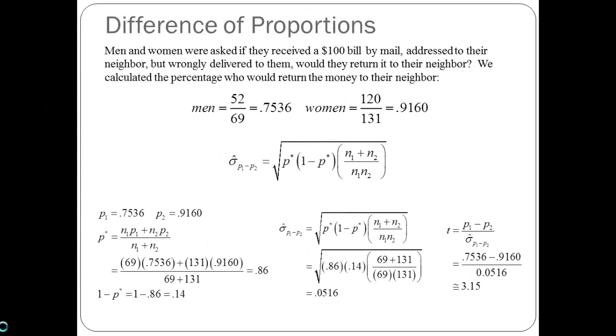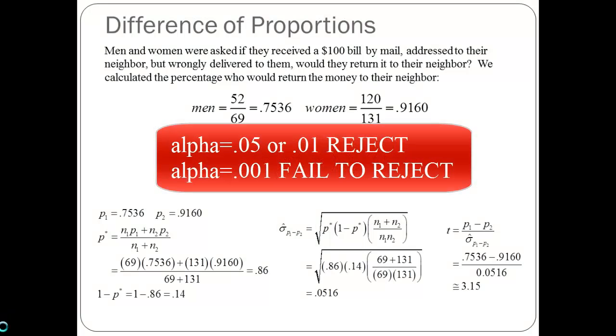Because I didn't put this problem into the hypothesis testing format, the 3.15 can be interpreted differently by different people. For example, if you selected 0.05 or 0.01 as your alpha value, you would reject the null hypothesis and conclude that men were less honest than women in this particular situation. On the other hand, if you picked 0.001 as your alpha value, you would fail to reject the null and conclude that men and women, by and large, based on our sample, show no statistically significant difference in their honesty with returning this $100 bill to their neighbors.